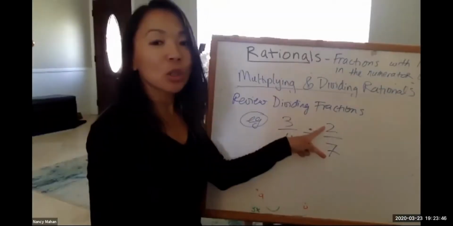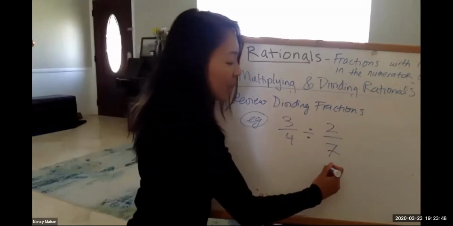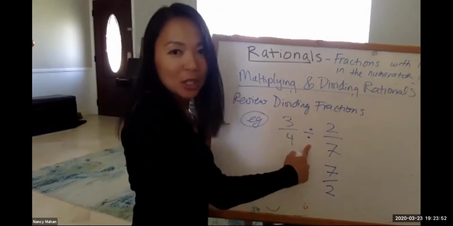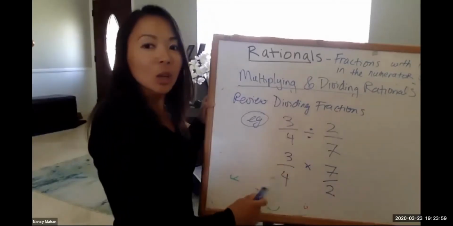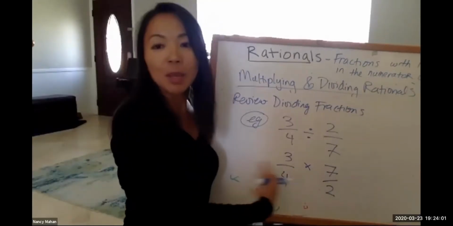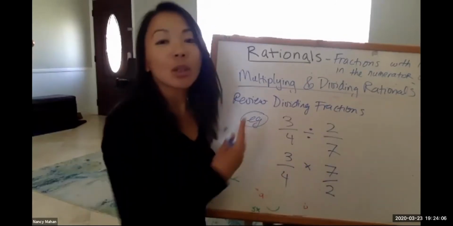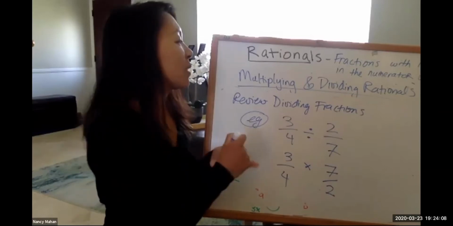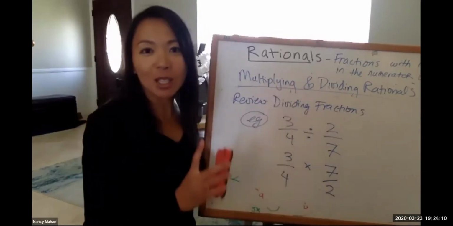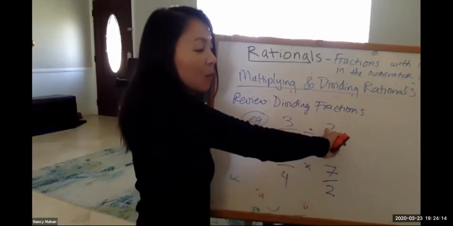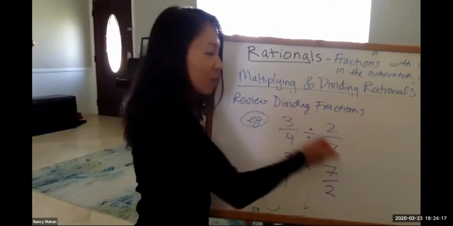Good. So we take 2/7 and switch it to become, and I like that word reciprocal, meaning you flip it upside down. And what does the division sign become? Multiplication. Great. Thank you, Anthony. So when you do that, it just becomes a multiplication problem again, and then you just do exactly what you've been doing with multiplying. That's the only difference between dividing and multiplying. You just have one extra step, which is to change the division to multiplication, and you flip the second fraction, or you take the reciprocal of it.